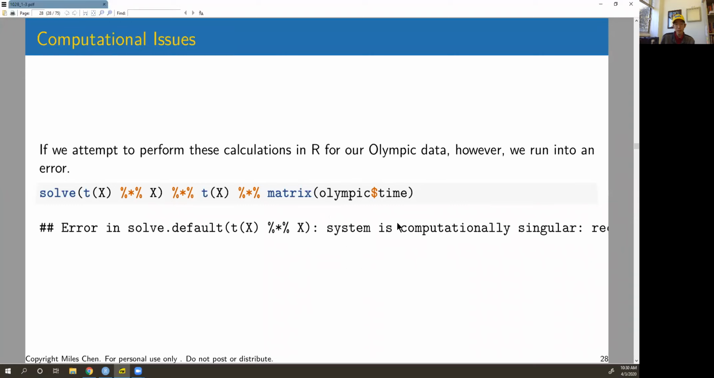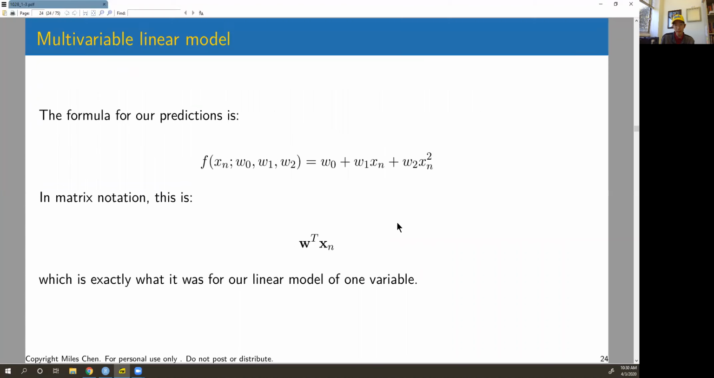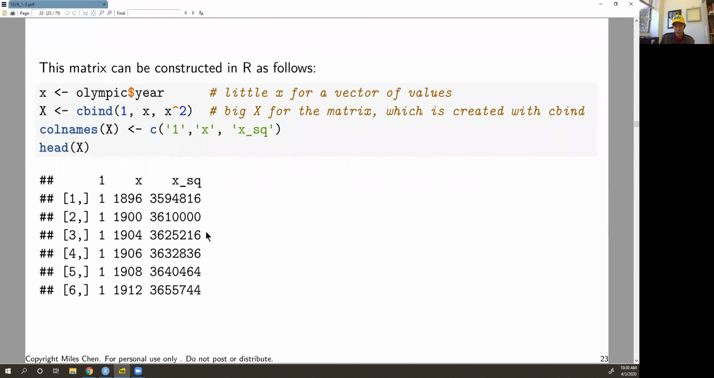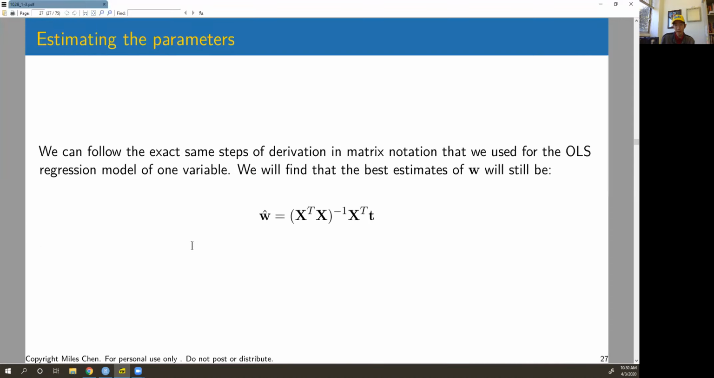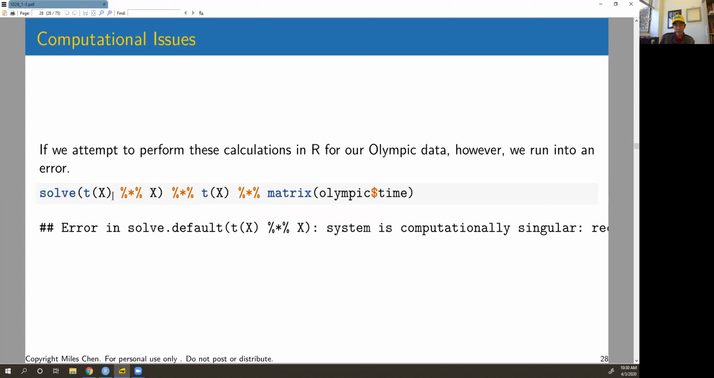However, earlier I created my X matrix, with a column of 1s, a column of X's, and a column for X squared, and if you try to run that in R, and you say, okay, let's do solve X transpose X inverse times X transpose times T, the actual values, you get an error.